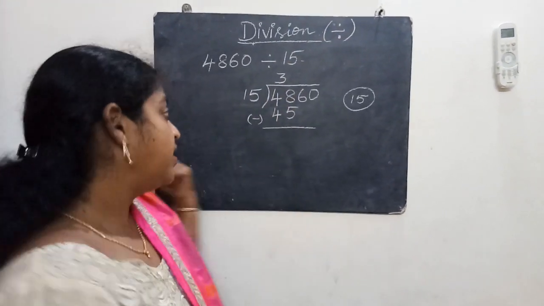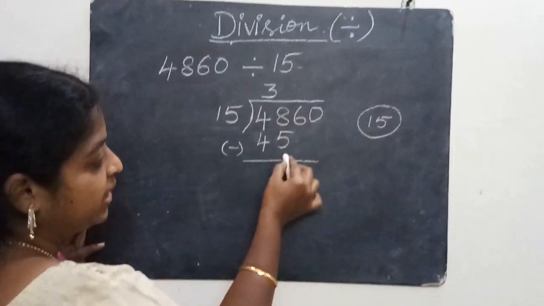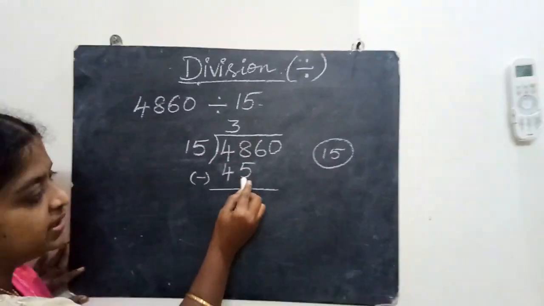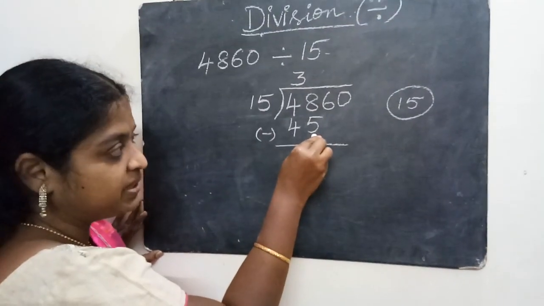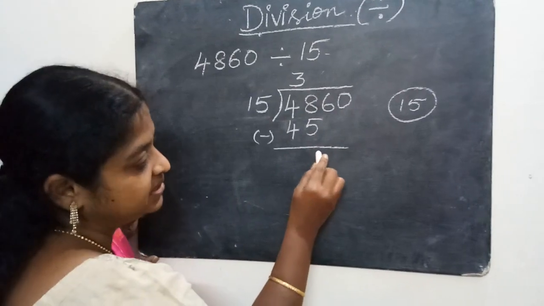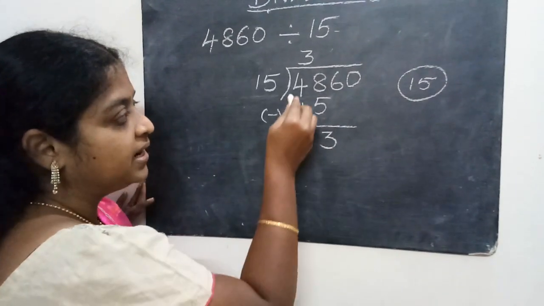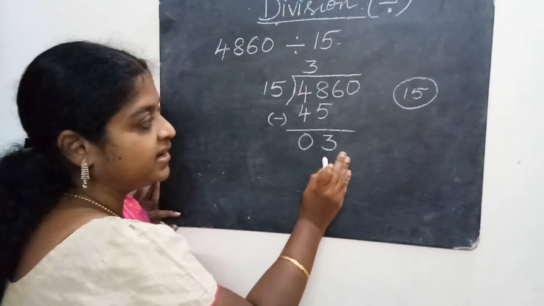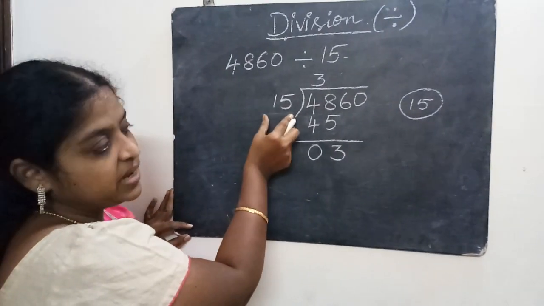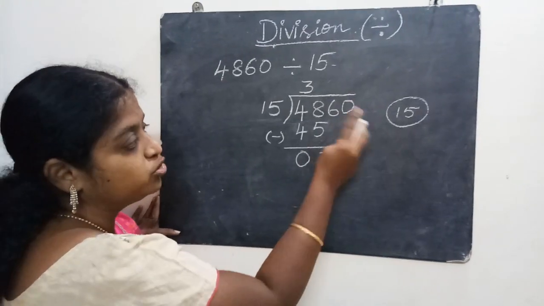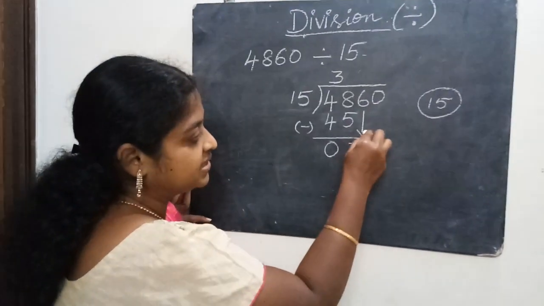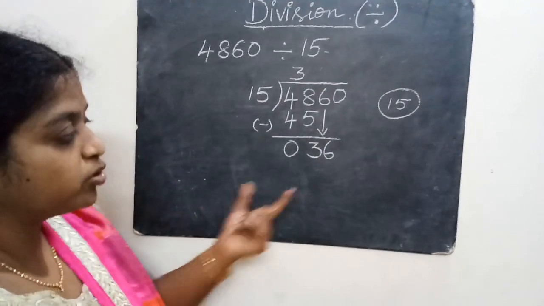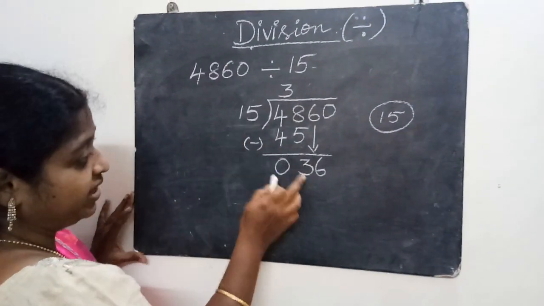Okay, clear? Now 8 minus 5. Subtraction as usual from the right side. In these two digits, the right side number in the units place is 5. 8 minus 5 is 3 and 4 minus 4 is 0. So what number did you get? 3. 3 is not there in the 15th table because it's a very small number. So again you need to bring the next number down, that is 6. 36. Now the total number is 36.